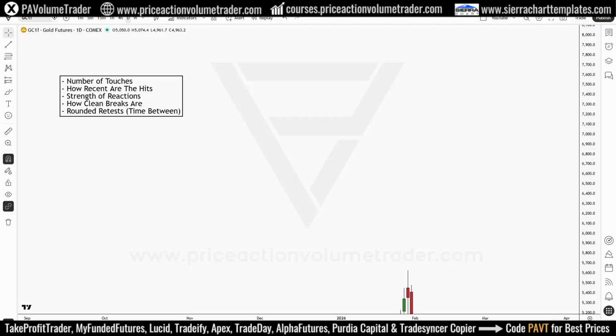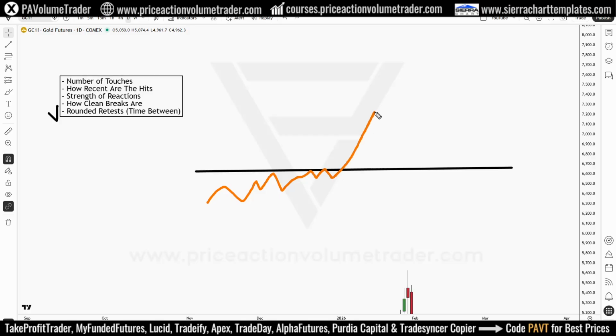And then finally, the rounded retest, so if we have a good amount of time between tests. If we have market coming up here into a level and then we break out, and then 1 or 2 candles later we're back testing it again, this could be considered like a V reversal or even like a fake out on a higher time frame.